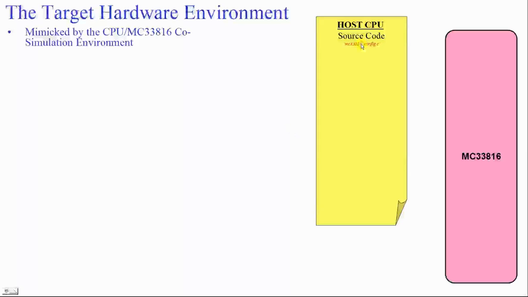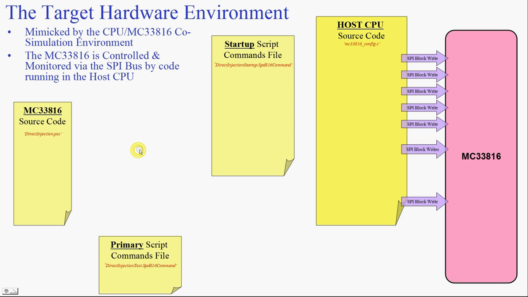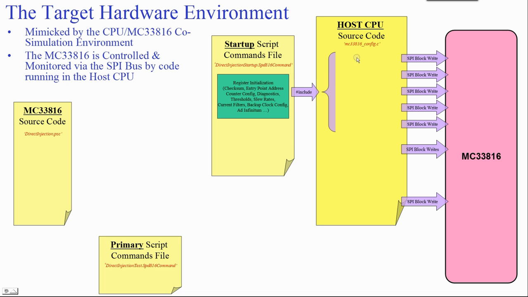The MC33816 is controlled and monitored via the SPI bus by code running in the host CPU. Let's look at how the three key simulator files, the source code file, the startup script commands file, and the primary script commands file, are used within the host CPU source code. The startup script commands file contains a series of register initializations. The startup script is included into the source code using a #include.